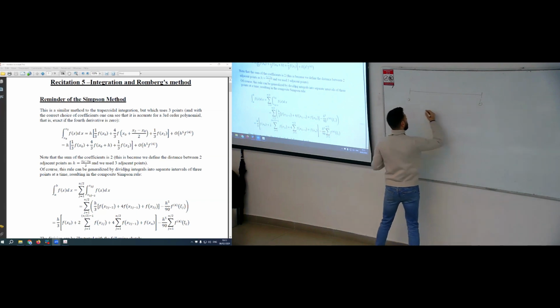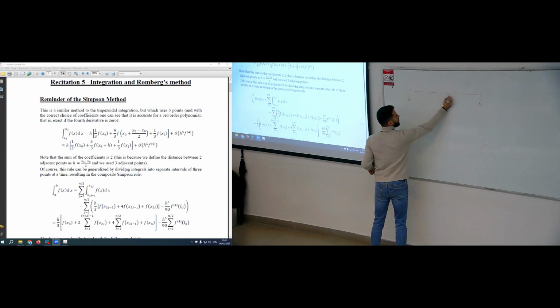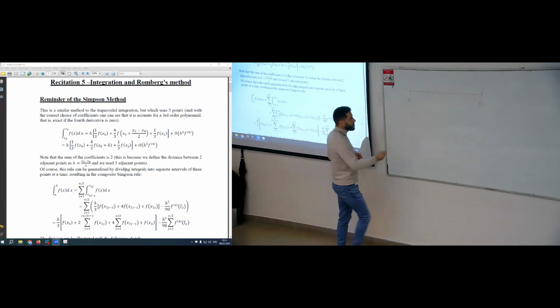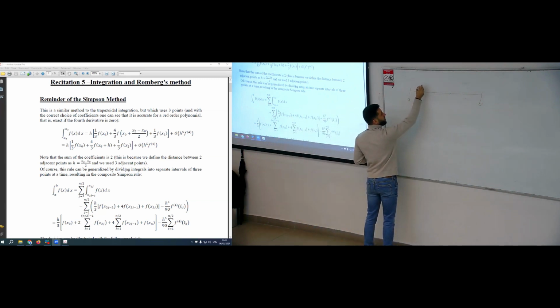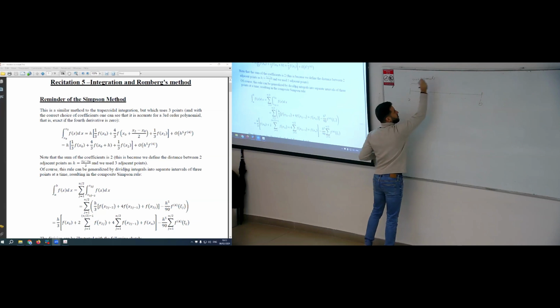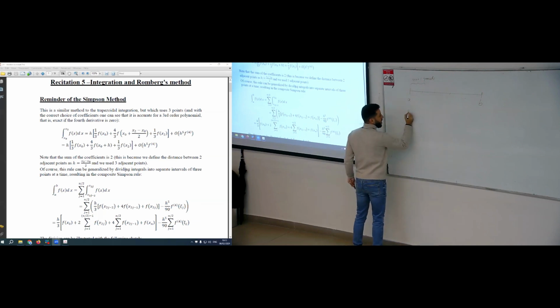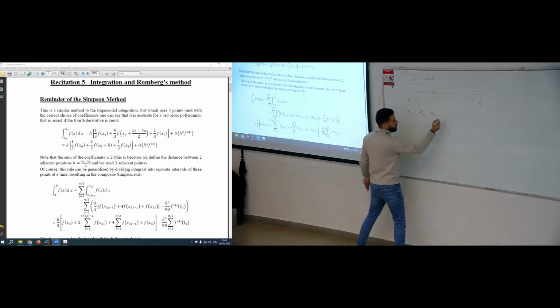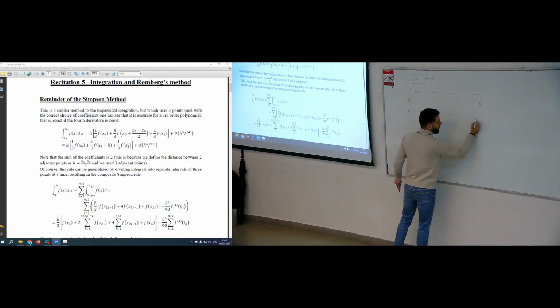So we divide A to B to n segments, and in each segment we take m plus 1 points of it. So here we have x0, xm, x2m, up to x2mn.